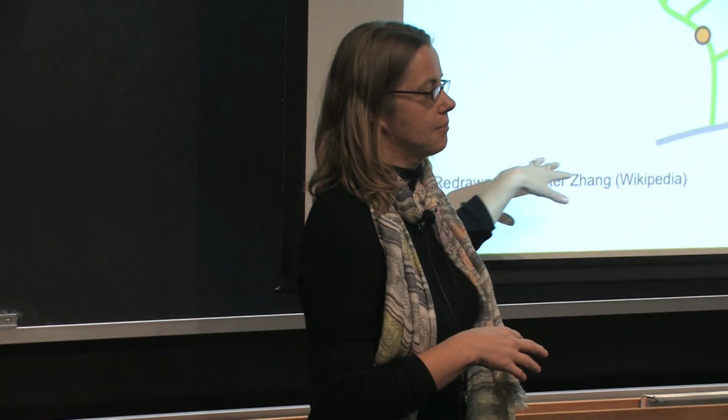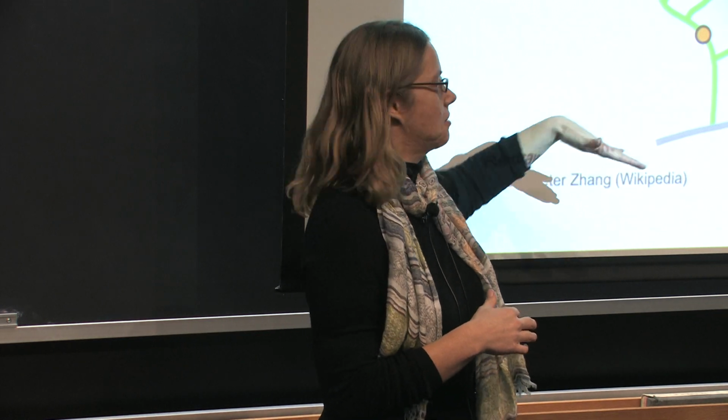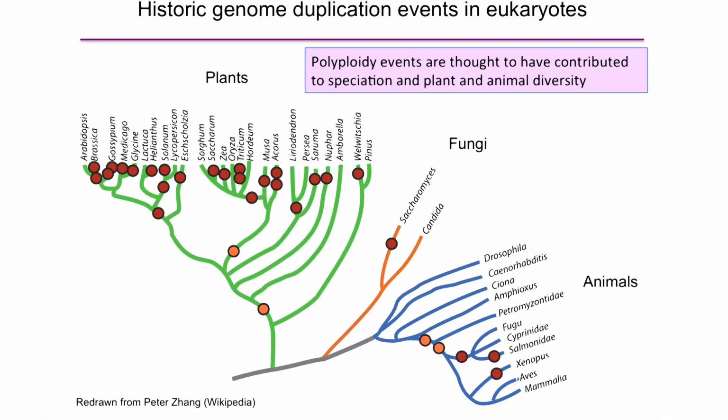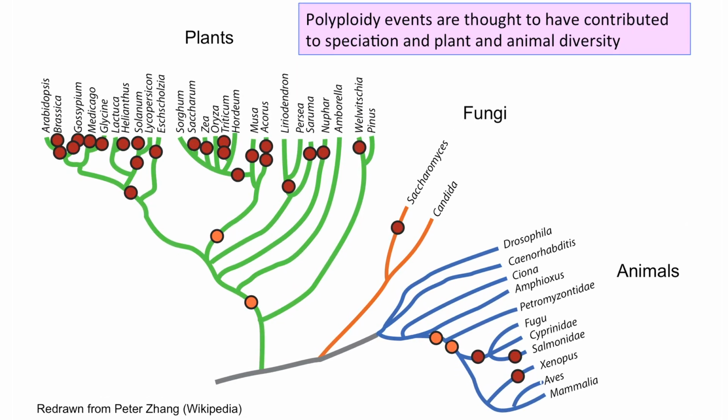This is not my work. I pulled, actually, this is redrawn from something I found on Wikipedia. So this is all published work from other groups. One thing you may notice about this is that there are a lot more of these in plants than in animals. And that's actually real. That's not just a bias from this chart. It seems to be much more common in plants that genomes duplicate. But it does happen in animals, and there do seem to be events at the base of the vertebrates.